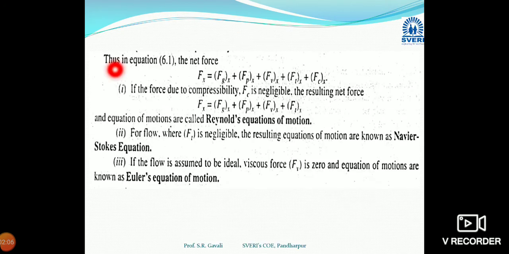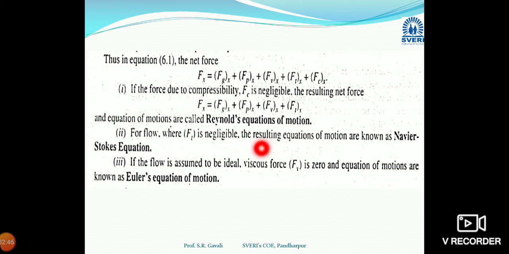So if Fx is the resultant force acting in the x direction, it is equal to the gravity force in the x direction plus the pressure force in the x direction plus the viscosity force in the x direction plus the turbulent force in the x direction plus the compressibility force in the x direction. If we neglect the compressibility force Fc, then Fx is equal to Fg plus Fp plus Fv plus Ft, all in the x direction, and this equation is called the Reynolds equation. So in the Reynolds equation we are considering pressure force, gravity force, viscosity force, and turbulent force.